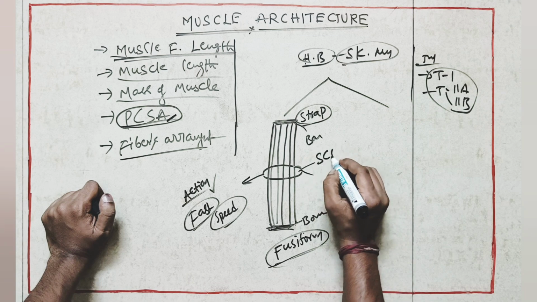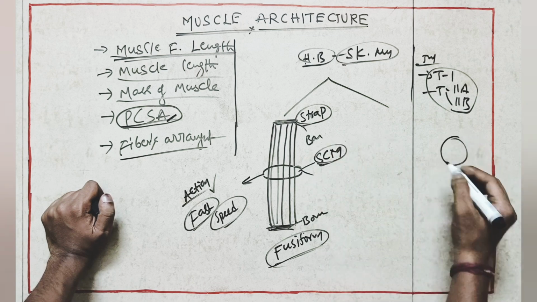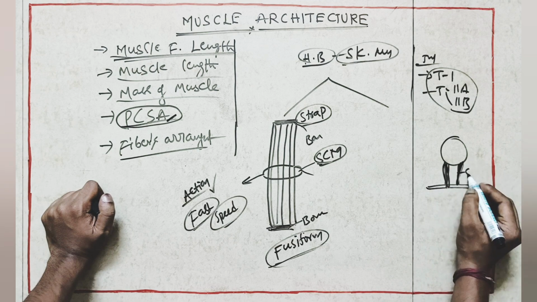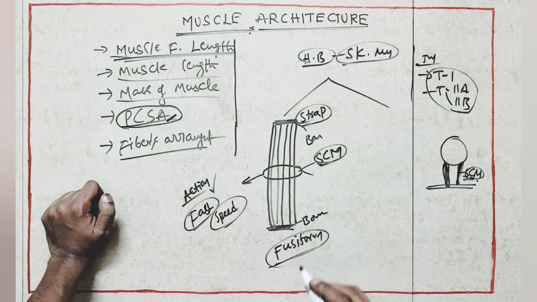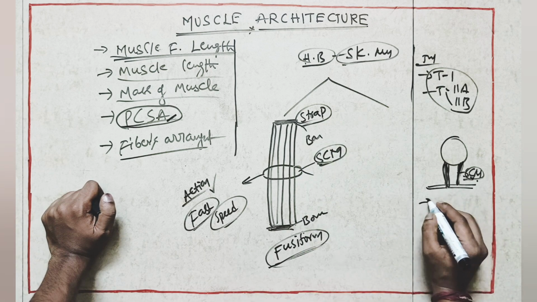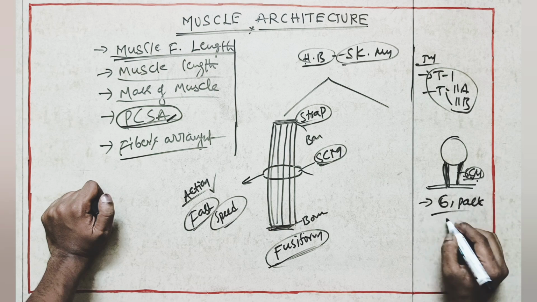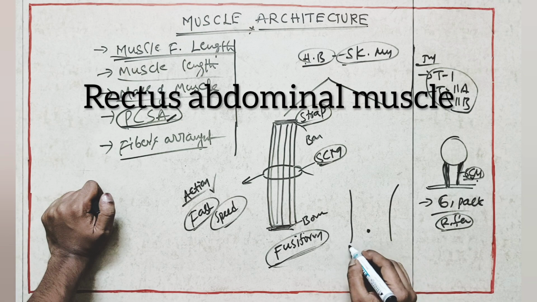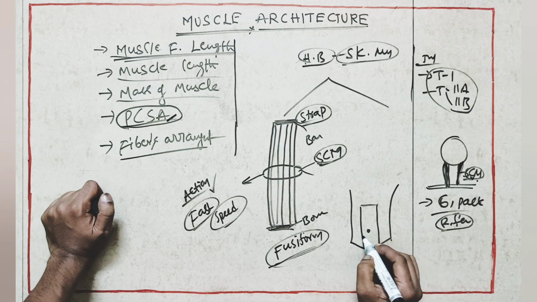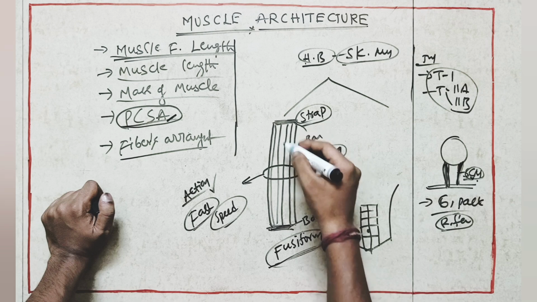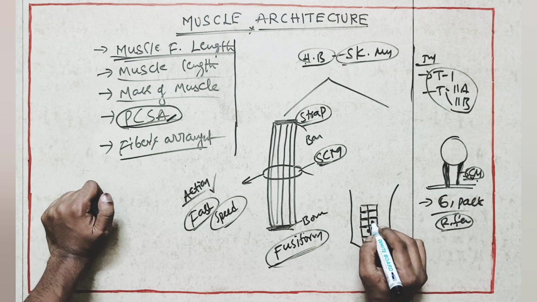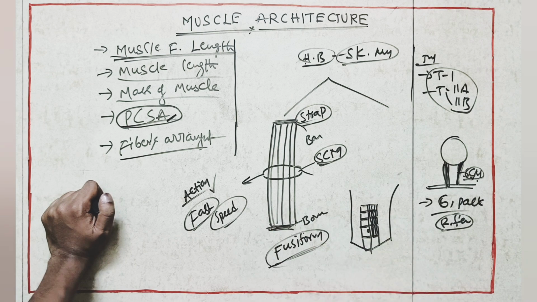Examples for these muscles: sternocleidomastoid, the neck muscle. Suppose this is our head, this is the neck, this is our thorax. Here we have the sternocleidomastoid muscle, an example of this strap form of arrangement of muscle fibers. One more example is the six-pack muscle, the rectus abdominis in our abdomen. Here the fibers are also arranged straight, but separated by some fascia. Inside, the fiber arrangement is like this only. These are the two examples for the fusiform or strap arrangement of muscle fibers.